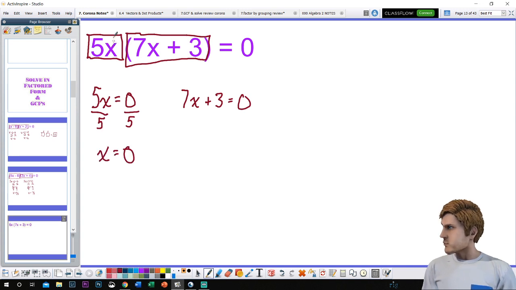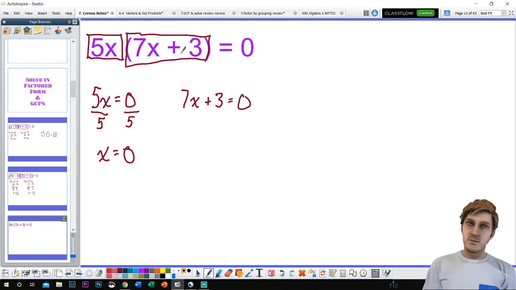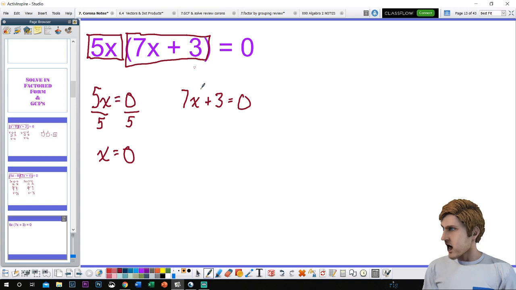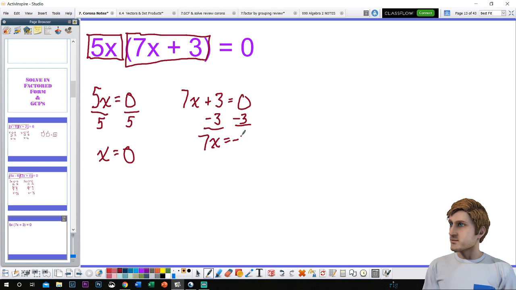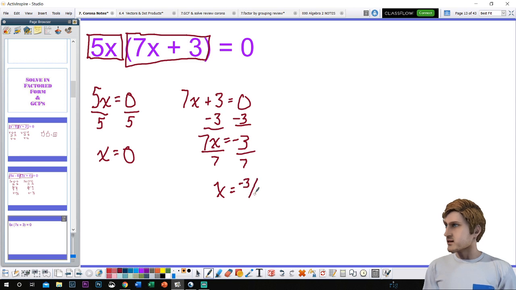So if I put a 0 here, that would be 5 times 0, which is 0. And if I distribute the 0, everything would be 0. And then over here, just like I did before, solve this equation. And you know how to do this because you passed the first semester of algebra. So this gives me negative 3 over 7. And those are our two answers.